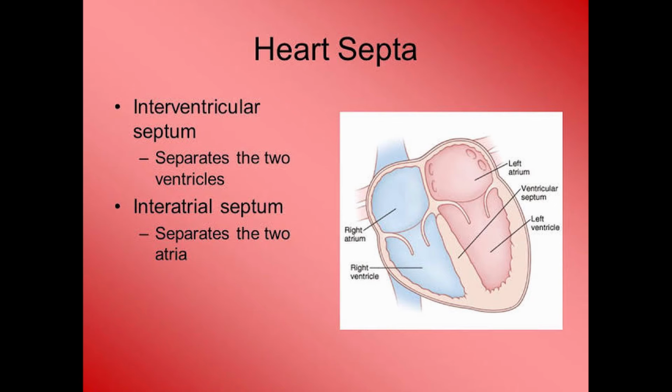Now we discuss the septa of the heart. There are two septa: the interventricular septum and the interatrial septum. The interventricular septum separates the two ventricles, and the interatrial septum separates the two atria. As you can see on the diagram, there are four chambers of the heart and a septum between them. So these are the septa of the heart.